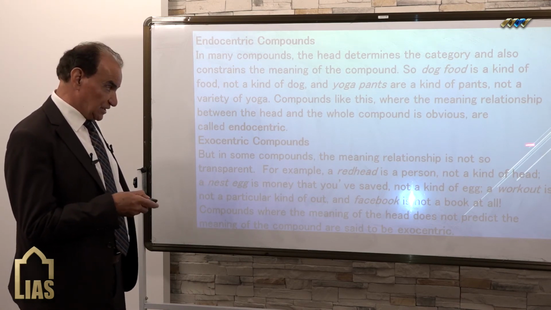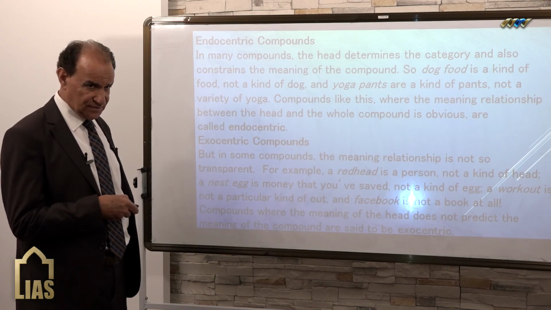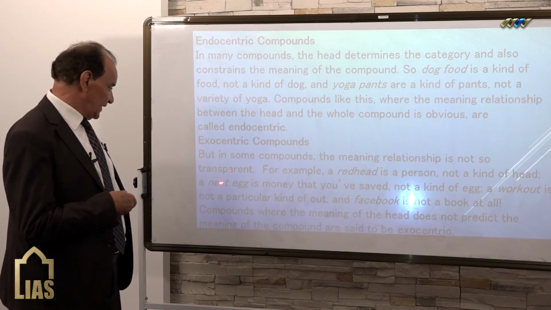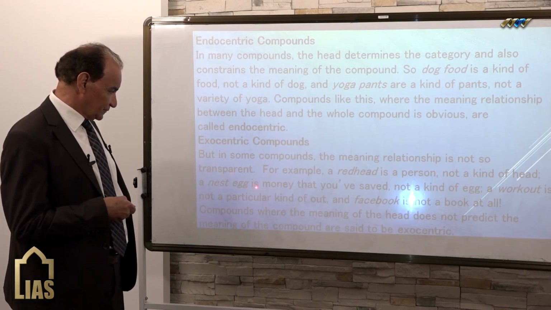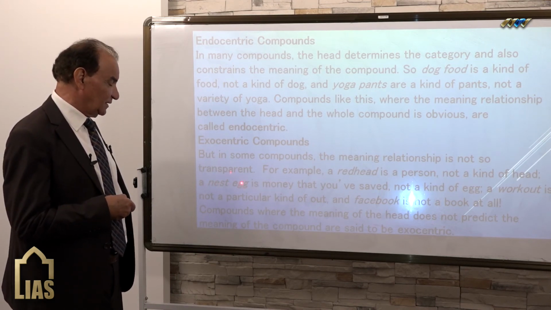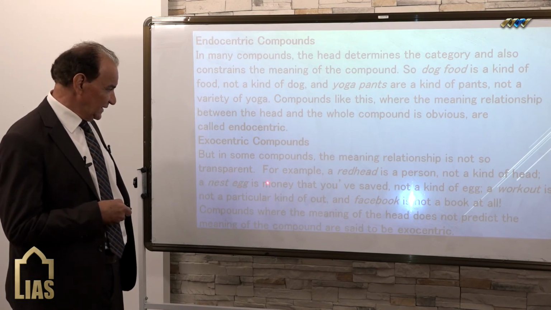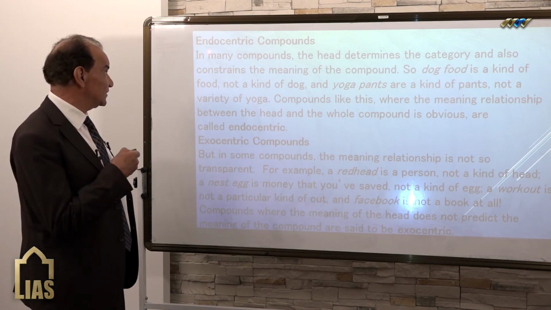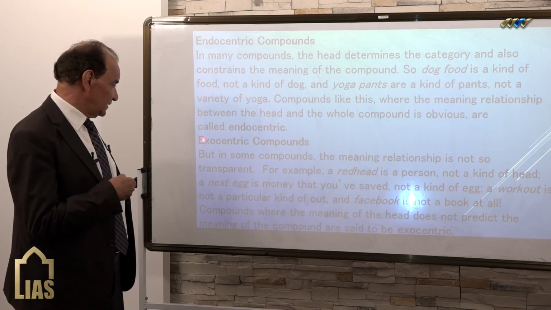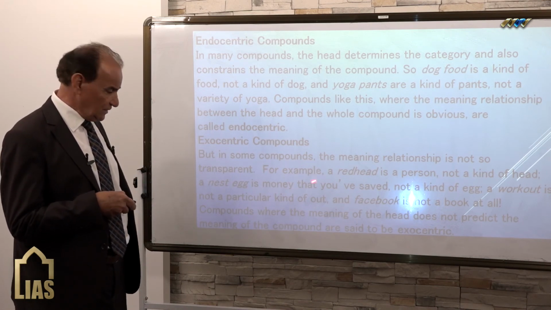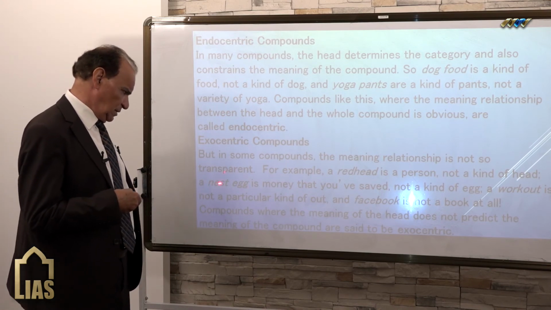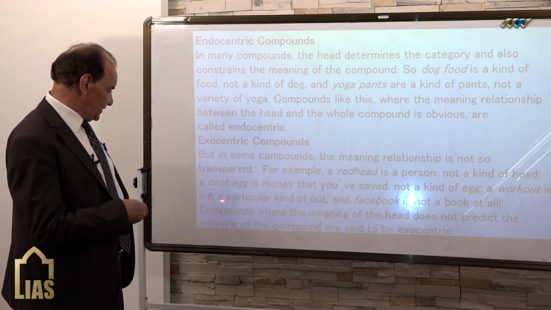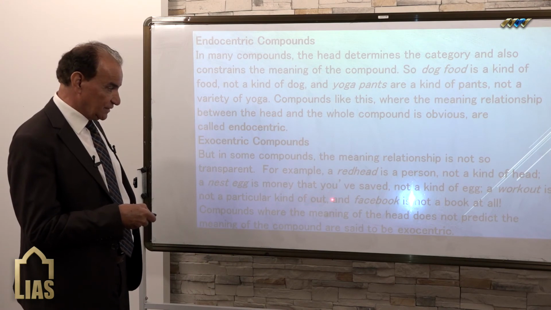Especially people with red hair. We're talking about the hair, red, not a kind of head. A nest egg is not a modifier and head; it is money that you've saved. They call it a nest egg. So it's not endocentric. Here, in exocentric, you need to think about it again. It is not a kind of egg. A workout is not a particular kind of out.